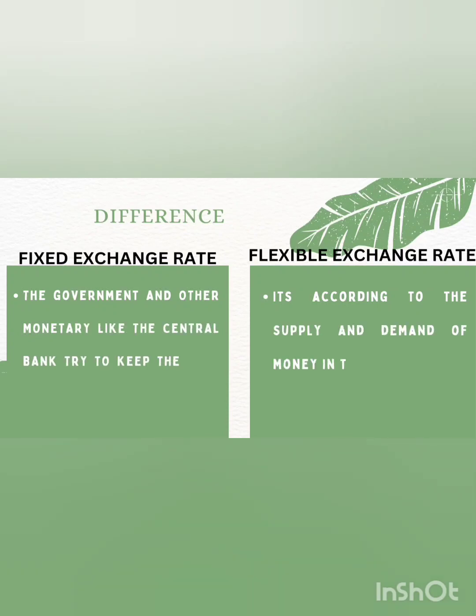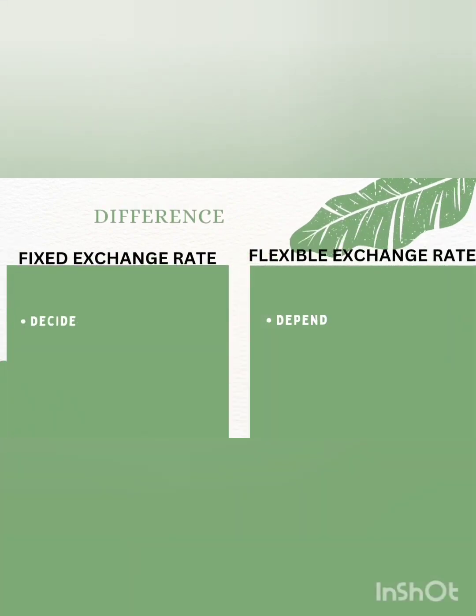First one is, fixed exchange rate refers to the nominal exchange system, wherein the government and other monetary authorities like the central bank try to keep the rate of state currency fixed against the rate of value of other currencies. On the other hand, a flexible exchange rate is another monetary system wherein the exchange rate is set according to the supply and demand of money in the market. Second one is, while the fixed exchange rate is decided by the government and central bank of a country, the flexible exchange rate depends on demand and supply forces in the market.